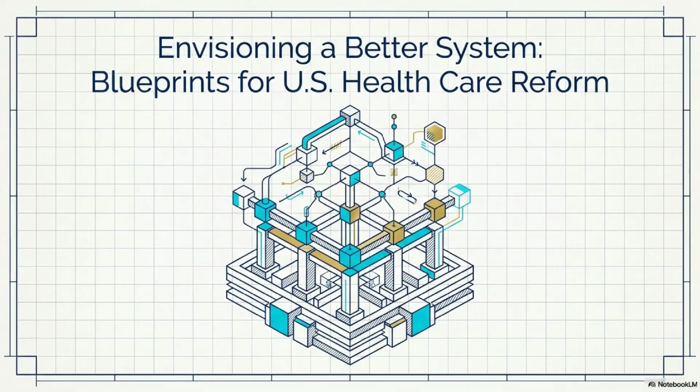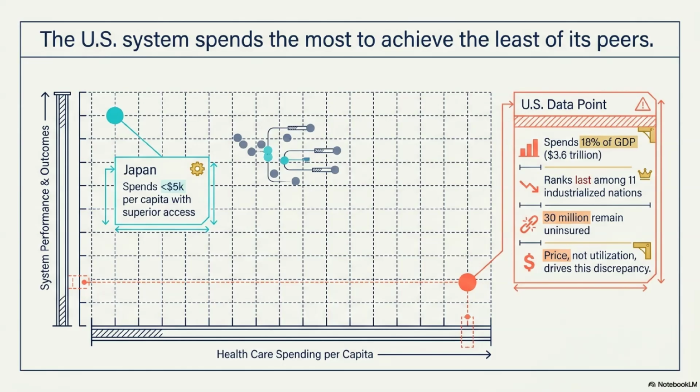Envisioning a Better System, Blueprints for U.S. Healthcare Reform. Over the next few minutes, we'll walk through the structural challenges facing American healthcare and explore concrete blueprints for reform. Let's start with the numbers. When we compare healthcare spending per capita against system performance and outcomes across countries, a stark pattern emerges.